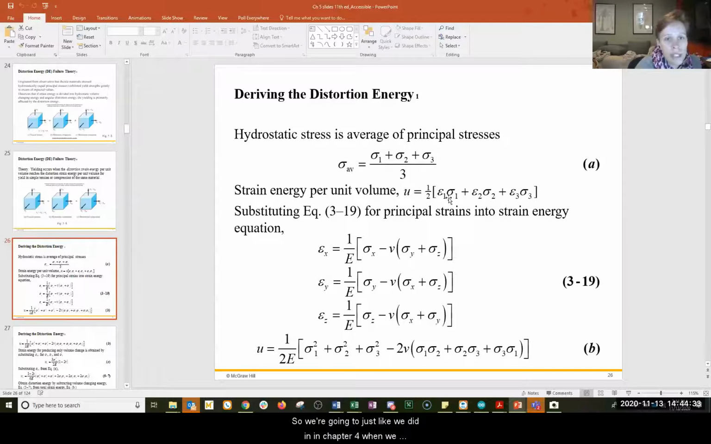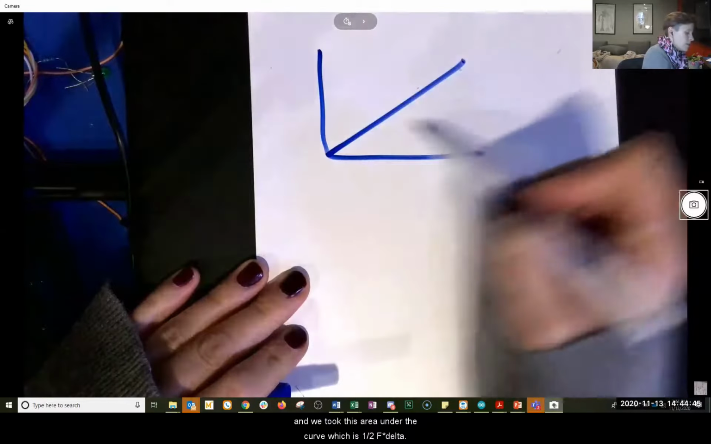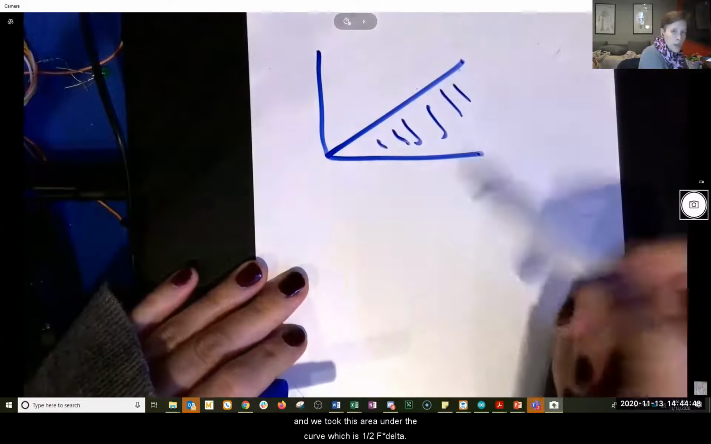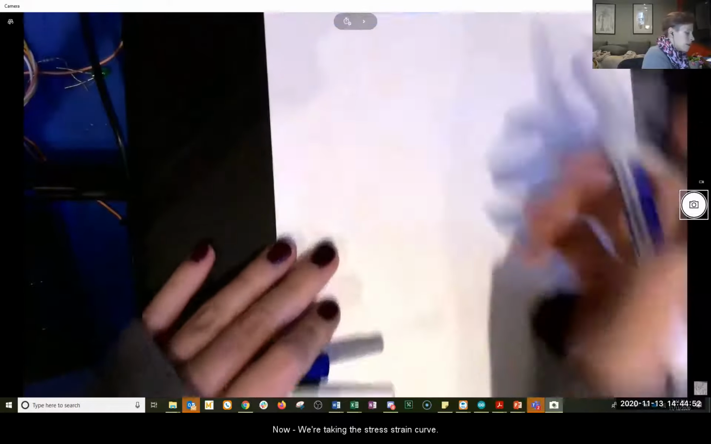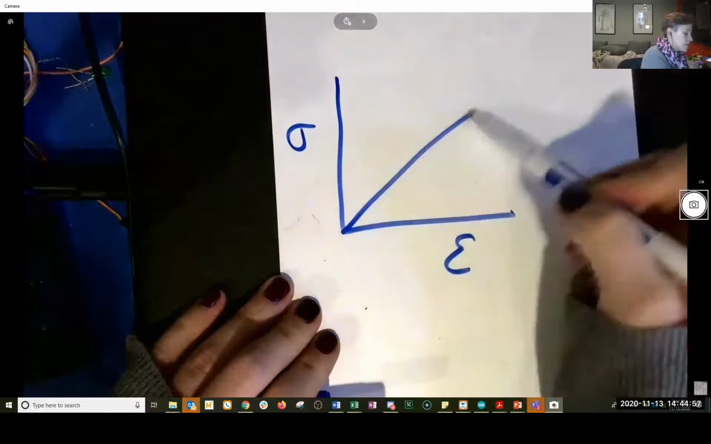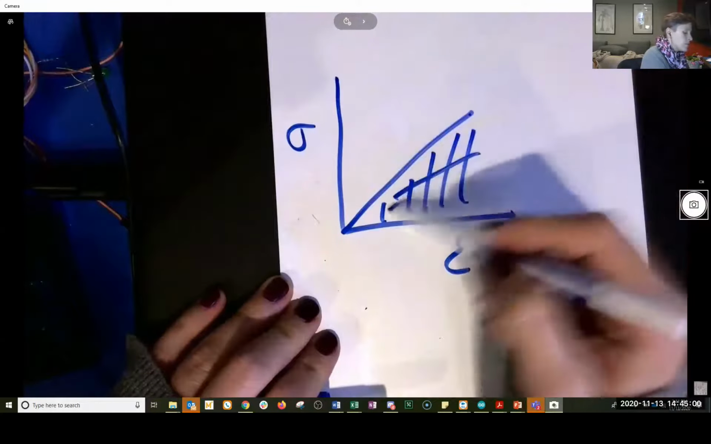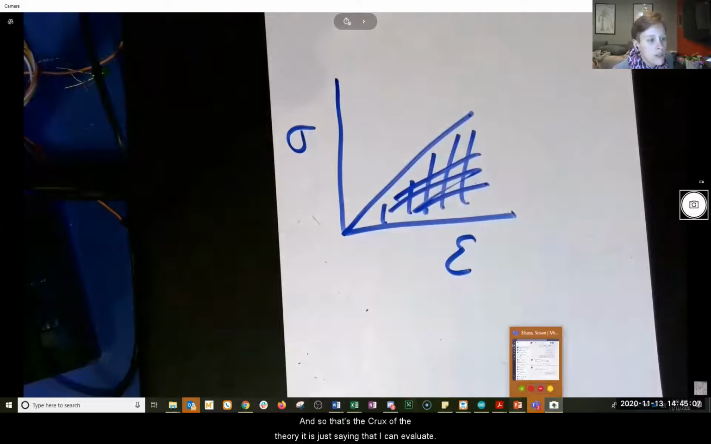Just like we did in chapter 4 when we talked about strain energy and we took the area under the curve for force and deflection, right? We drew this force deflection and we took this area under the curve, which is 1/2 F times delta. Here, we're taking the stress strain curve and doing the same thing, and this is my U. So 1/2 epsilon sigma, okay? And so that's the crux of the theory.